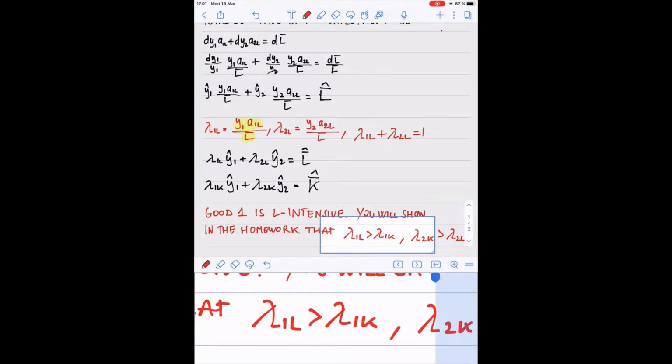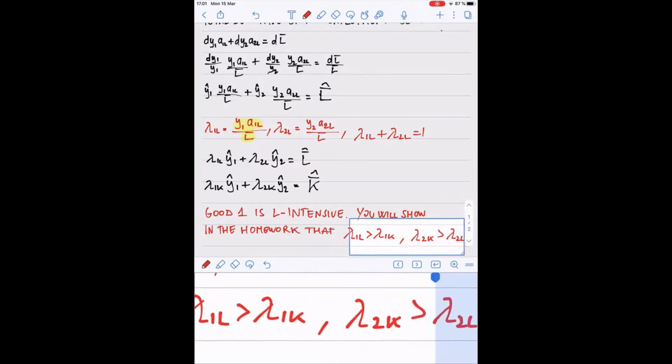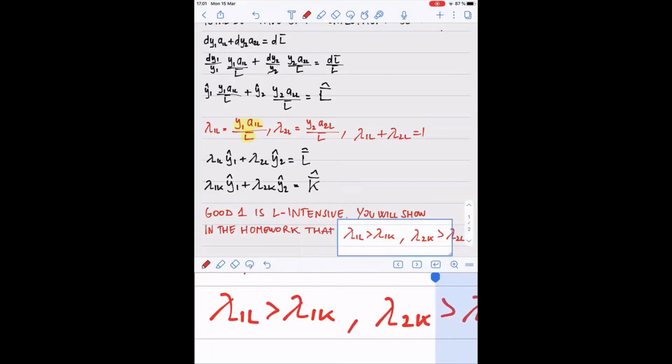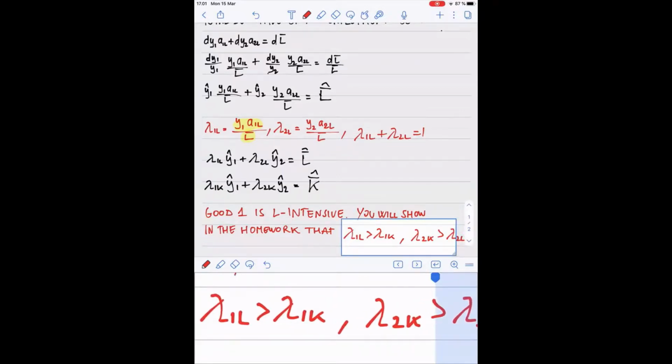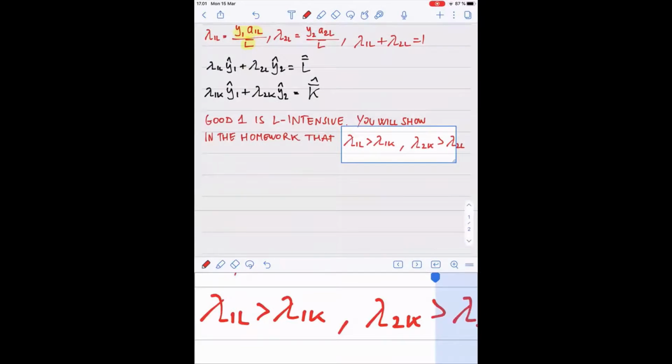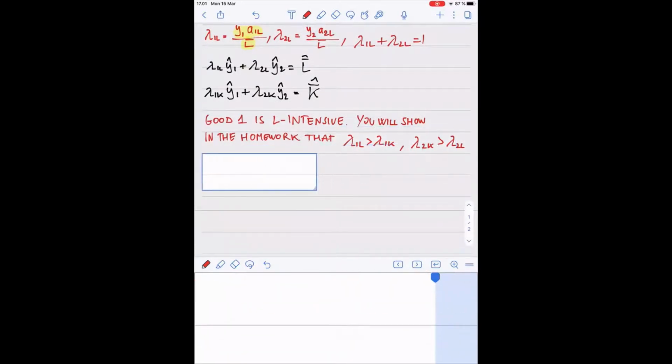And I mean, this makes sense, right? So if you had 60% of your workers in industry 1, you couldn't have 70% of capital also in industry 1 if you want industry 1 to be labor intensive, because that would mean that there is relatively more capital employed in industry 1 than there is labor employed in industry 1.